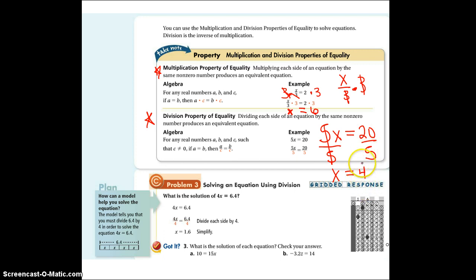Now we can take those and plug them back in to double check our answers. If I take that and plug it in, 5 times 4 gives me 20. Up here, if I take the 6, 6 divided by 3 gives me 2. So it works out.